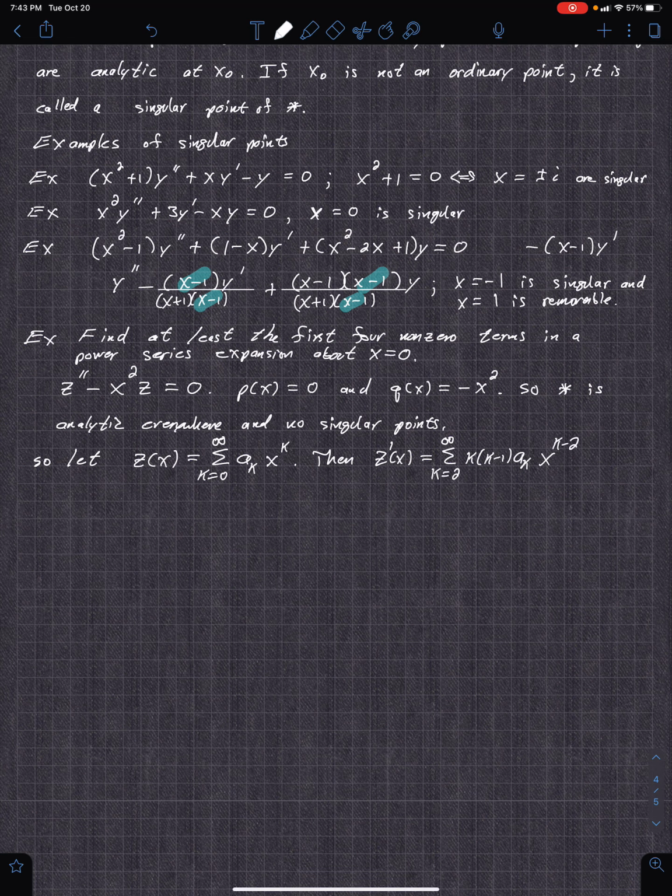One of the things we're going to do is manipulate these indices so they match. That'll take some work. Oh, wait, I skipped a line there. Sorry about that. We're going to make it look like that in a second. Then z prime is equal to the sum, first you start at 1, so 1 to infinity, and then we're going to move it later, of k a sub k x to the k minus 1.